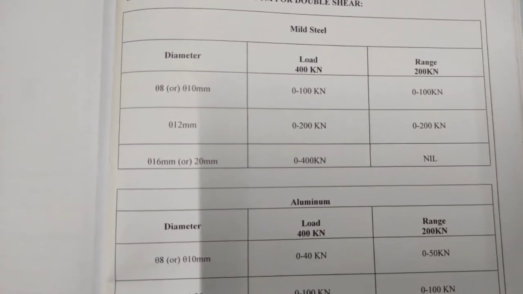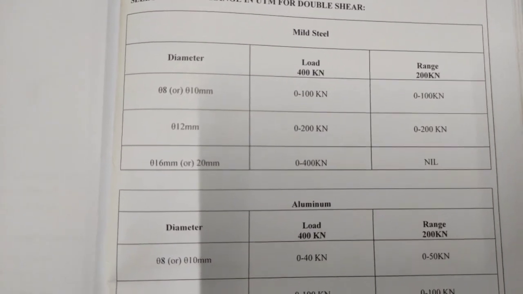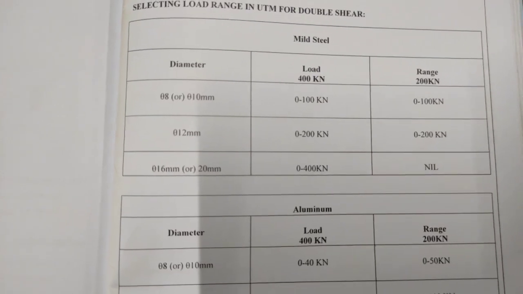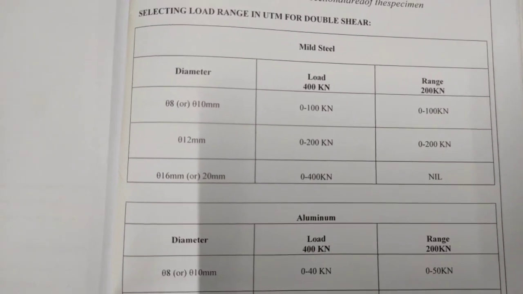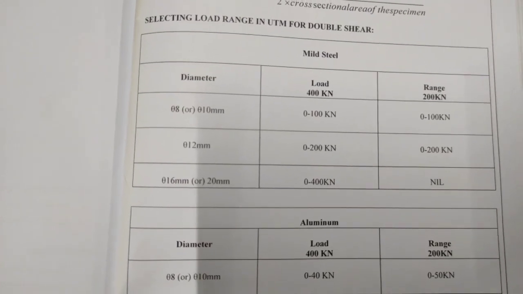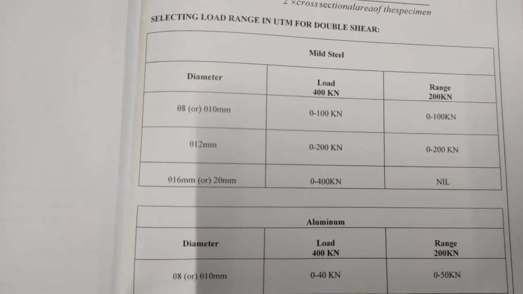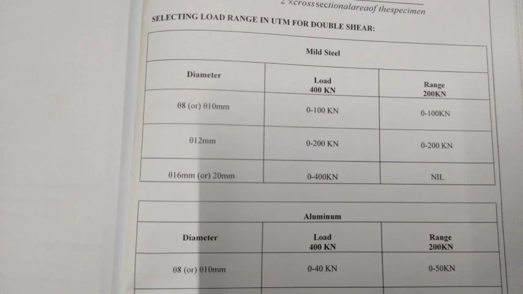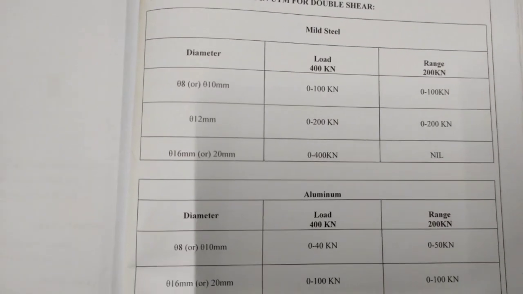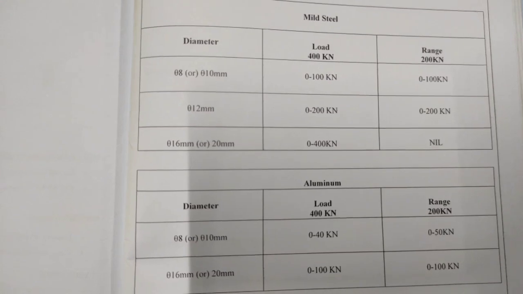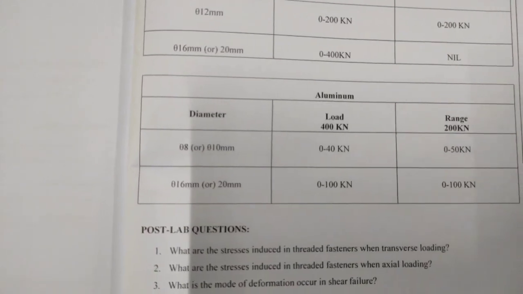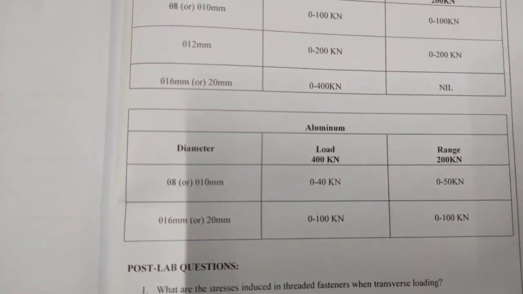For the 400 kilonewton machine, for example, with an 8 mm specimen we have a load range of 0 to 100 kilonewton, and for a 12 mm specimen we set the load range as 0 to 200 kilonewton, and so on. Different types of material can be tested: one is mild steel and the other is aluminum, and the corresponding load ranges for aluminum are also given.